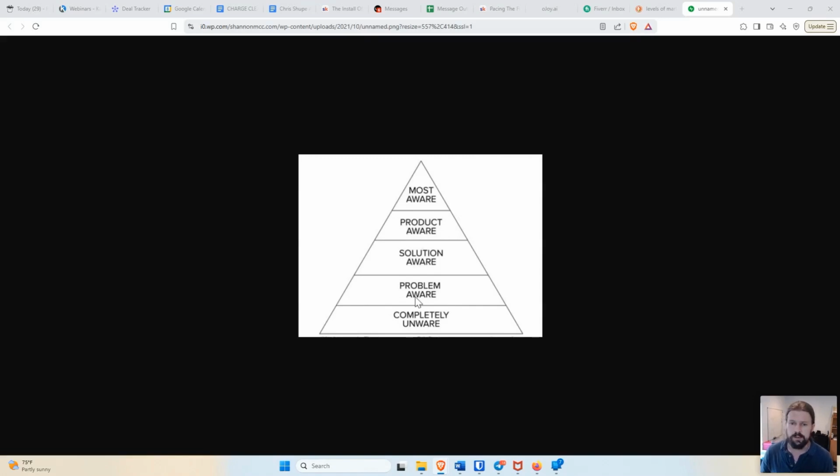If they're problem aware, they know their teeth are messed up. Well, you've got to show them first what the solution is. You've got to show them that the solution is dental implants. And then once you've convinced them that the solution is dental implants, then you show them that your particular dental implants are the best, right? So you've got to walk them two steps.